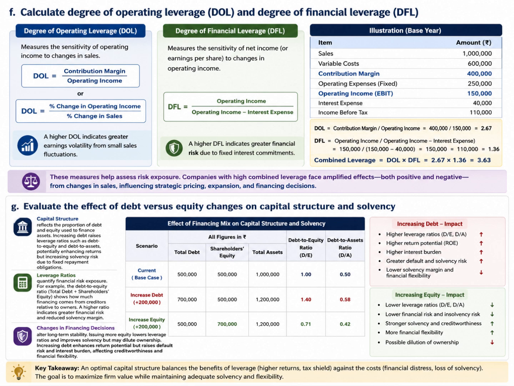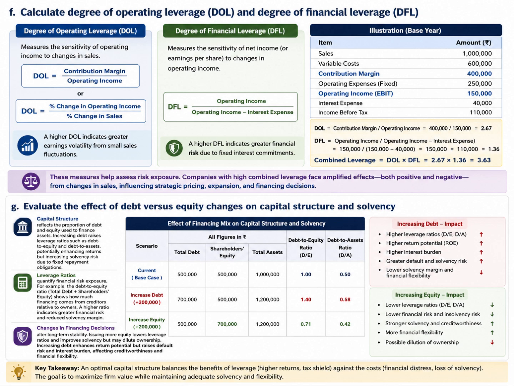Capital structure reflects the proportion of debt and equity used to finance assets. Increasing debt raises leverage ratios such as debt to equity and debt to assets, potentially enhancing returns but increasing solvency risk due to fixed repayment obligations. Leverage ratios quantify financial risk exposure. For example, the debt-to-equity ratio, total debt divided by shareholders' equity, shows how much financing comes from creditors relative to owners. A higher ratio indicates greater financial risk and reduced solvency margin.